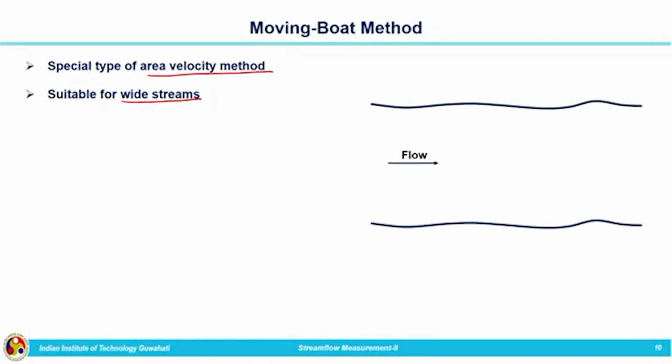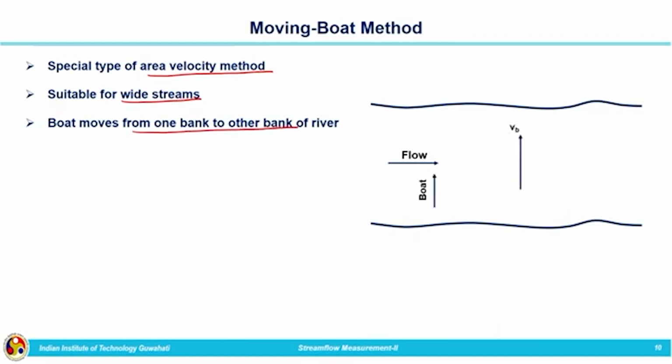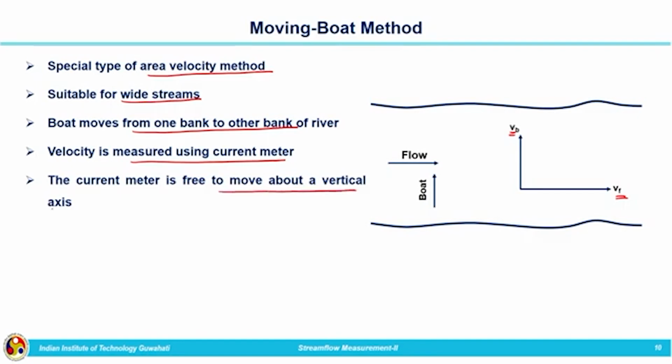So let the river flow be taking place in this direction and the boat moves from one bank to the other bank. Boat is moving in this direction. The velocity of boat is given by Vb and the velocity of the stream is given by Vf. Stream is marked as Vf because it is the velocity of flow. Velocity is measured by using a current meter which is attached to a boat. So the current meter is held in such a way that it is free to move about the vertical axis.